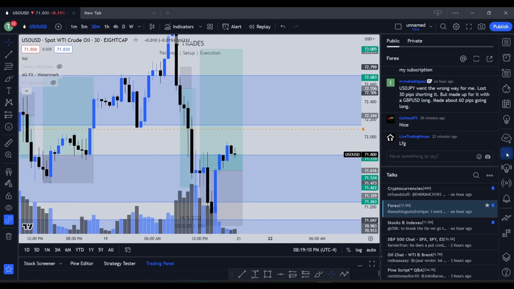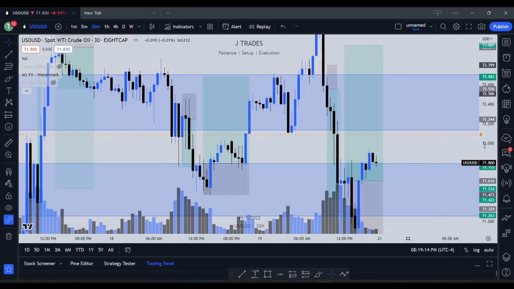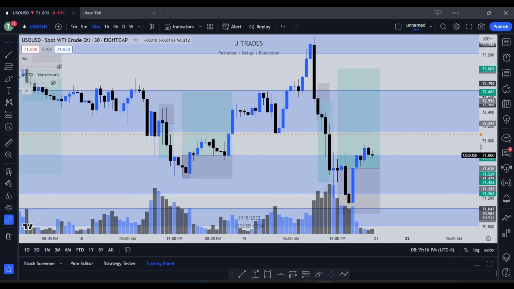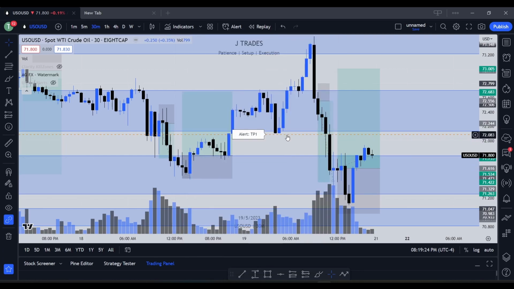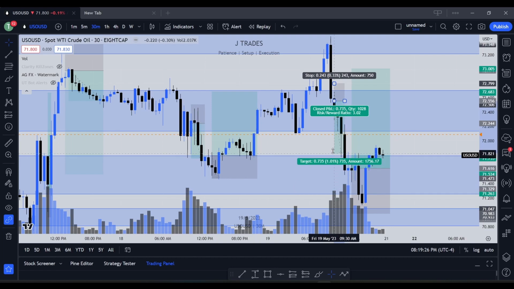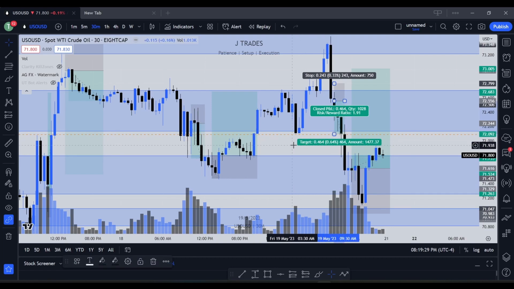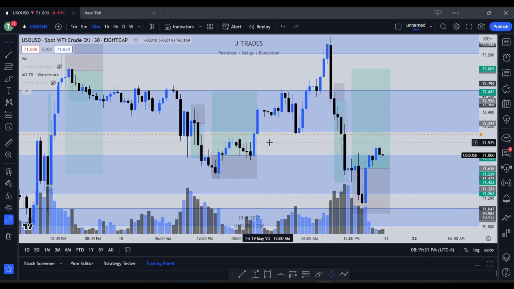Of course, I'm still monitoring my trade. I'm not leaving the computer or anything, but the alert just helps me to know, okay, take profit 1's hit. You can name this TP1. Say TP1, message, do whatever you want. TP1. All right. So guys, let's see how much was that. That TP1's about 1-to-2. That's a really good take profit 1 risk reward.